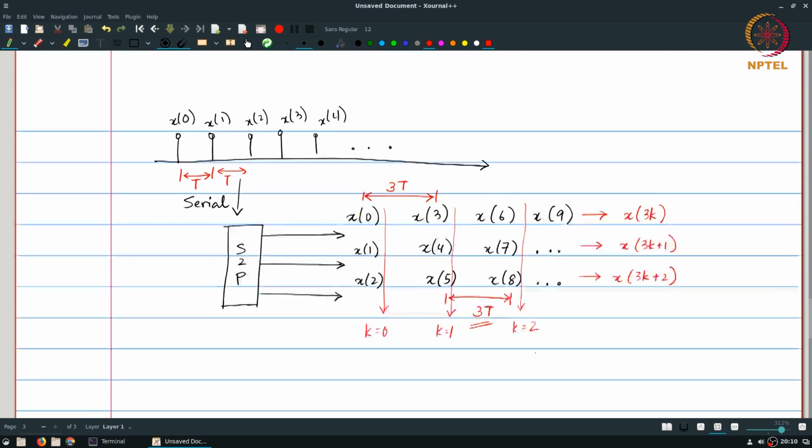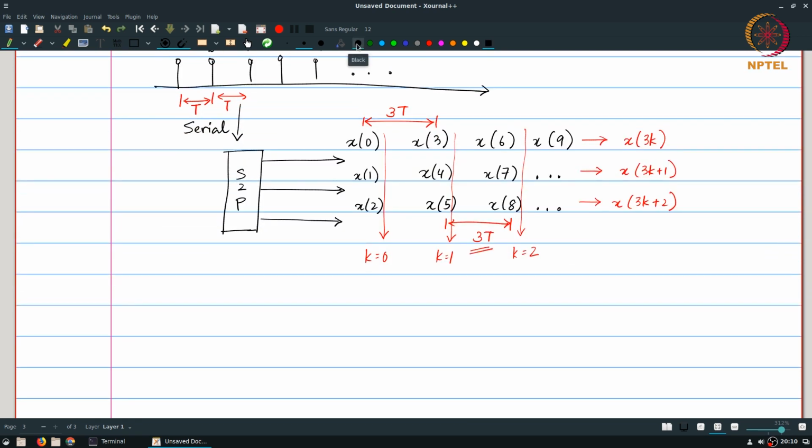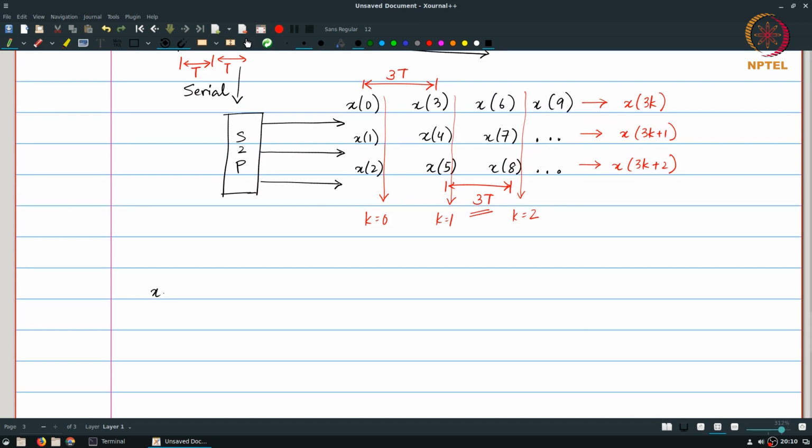Now, in addition to this, the next useful observation is this. If I have a stream x of 3k which has the values x of 0, x of 3, x of 6, and so on, what happens if I put this through a single delay element? Remember that the clock being fed to this is a 3t clock. In other words, it has a time period of 3t. Why? Because the interval that we have over here itself is going to be 3t. This is the time period for this slowed down stream.